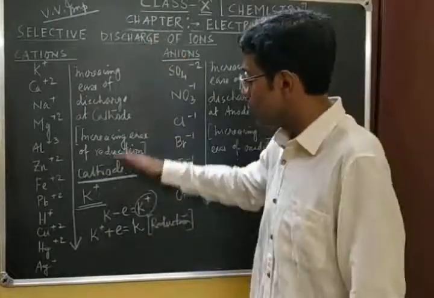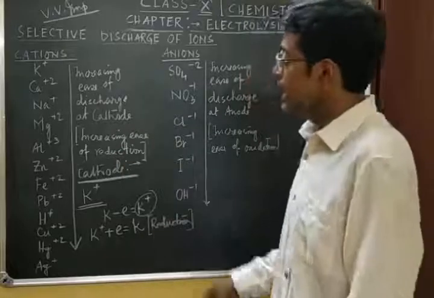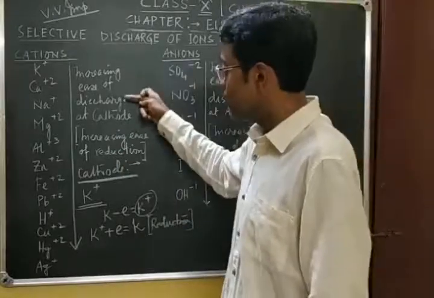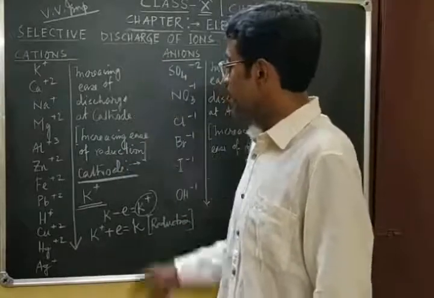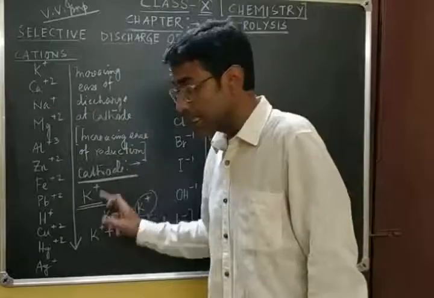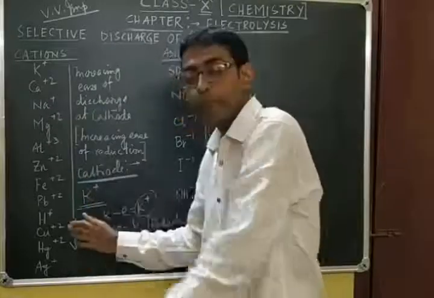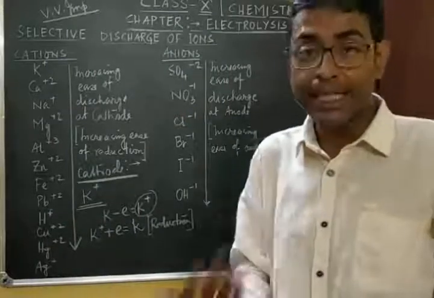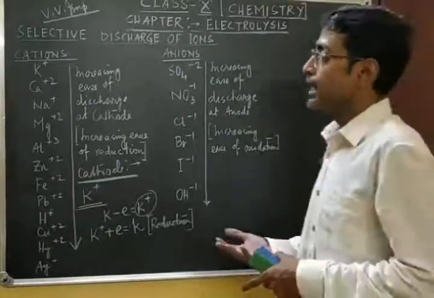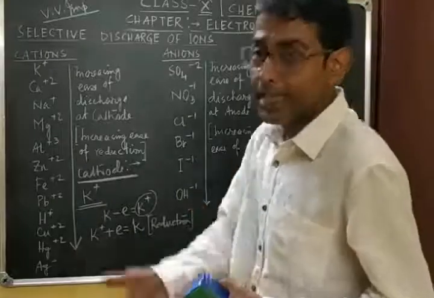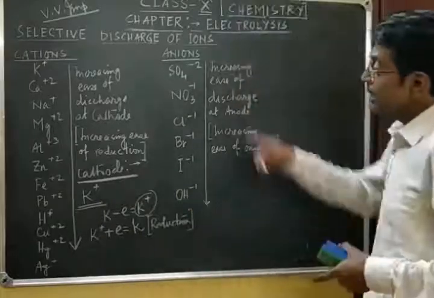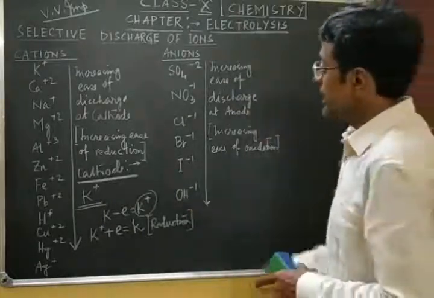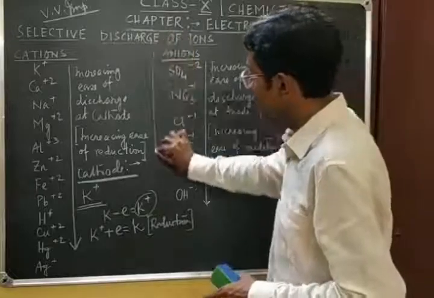And for your knowledge, this is increasing ease of discharge at the cathode, increasing ease of reduction. That means the elements which are placed lower in this activity series will be reduced very easily, so they can be discharged very easily at the cathode. Same thing, though new to you, is the case for anions.